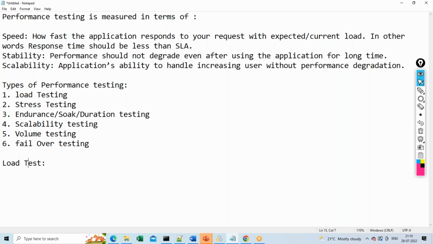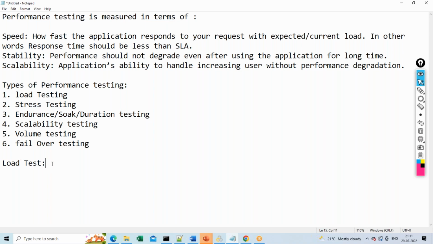Without a load test, maybe you cannot run an endurance test, or a stress test, or a volume test. Why? Because this is a prerequisite for the other types of testing. If the load test is not successful, you cannot progress further. You cannot go for other types of testing, because at any cost the load test should be successful. Then only it's better to go for other types of tests.